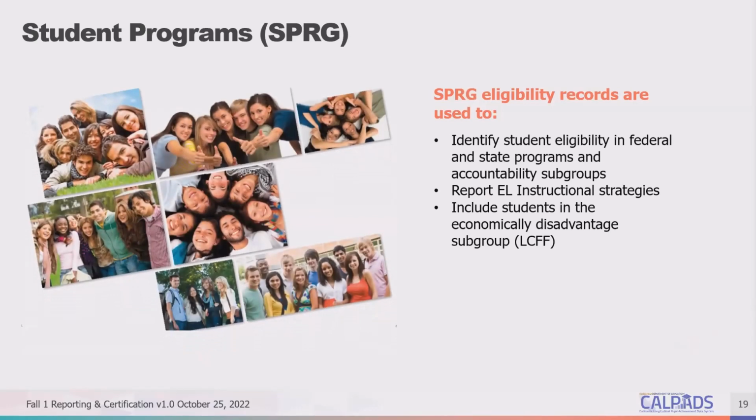So student programs identify students eligible for federal and state programs. The EL instruction strategies, or the LIT programs, have been in place for the last 2 or 3 years. And programs can also help identify students for LCFF, like the Migrant or the Homeless program, some of the categorical programs that include a student's eligibility in the LCFF.